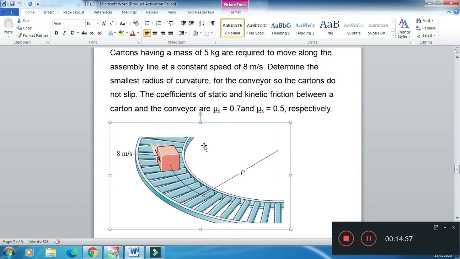In the next problem there is an assembly line, and on the assembly line cartons of mass 5 kg are moving at a constant speed of 8 meters per second. We have to find the smallest radius of curvature for the conveyor so that the cartons do not slip.